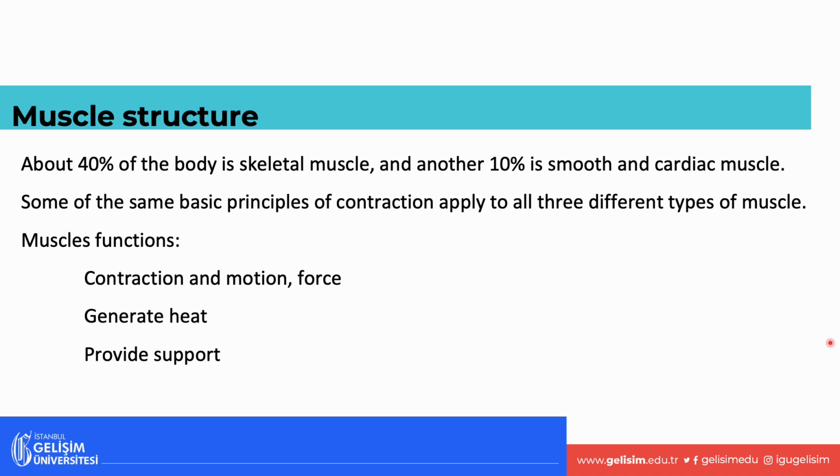smooth and cardiac muscle. When you look at some of the basic functions, first, as we discussed in previous lectures, muscles attach to bones and provide for movement. So it is the contraction of muscles on the bones that enables us to move different parts of our body. It allows us to move our entire body from one place to the other as well.